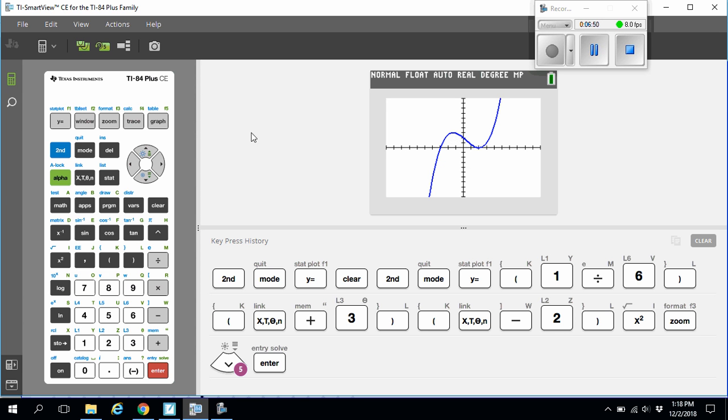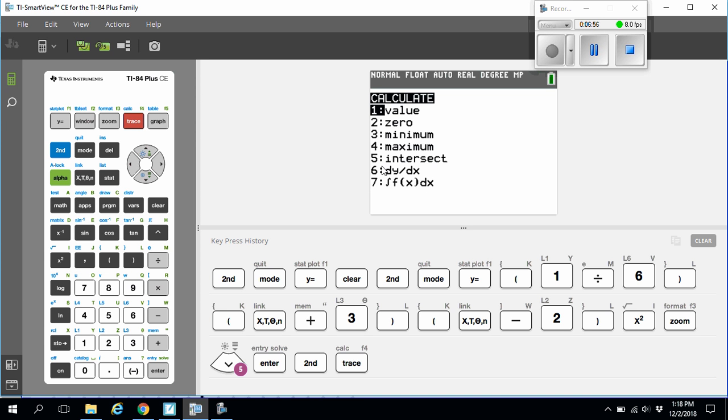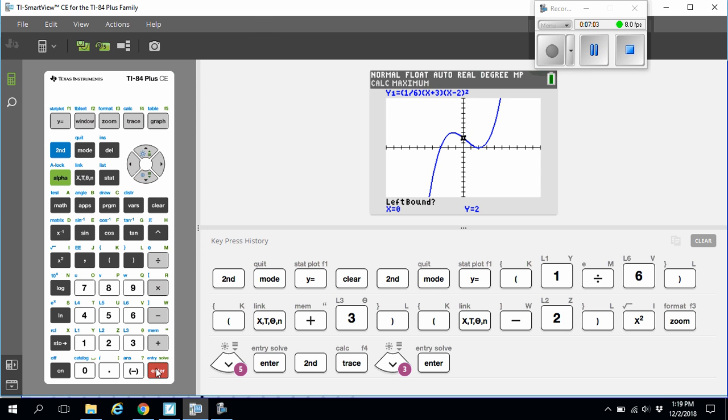Now to find a local max, we're going to press second, the blue button, and then trace. Because we're finding a maximum, we're going to go to number 4. So we're going to down arrow, and then press enter. Now it's going to ask us for the left and right bound. What that means is we want to be on the left-hand side of our max, and then we're going to be on the right-hand side. In order to move the cursor, we can only use the right and left arrows. The up and down arrows do not work at all.